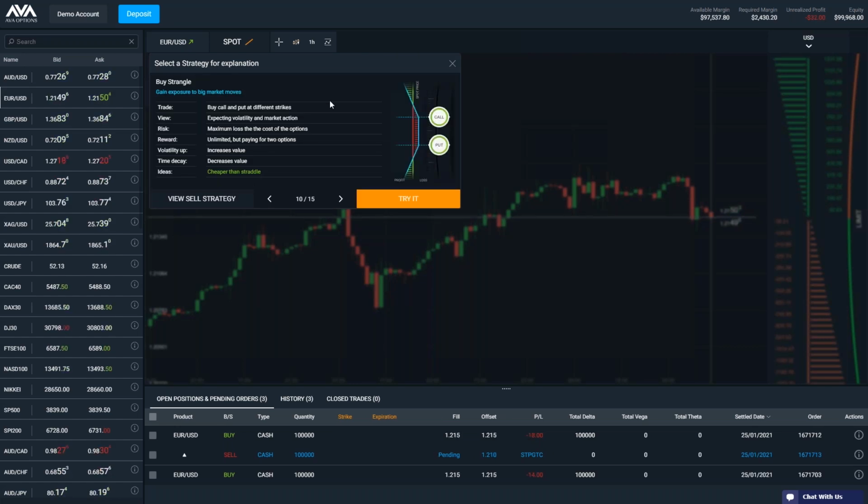A strangle is buying a call and buying a put at different strikes. That's buying a strangle. And you can see what the payoff diagram looks like. You're going to profit when the market moves a lot higher, you'll profit if the market moves lower. But if the market stays around here, you've bought options that end up being worthless and you'll realize losses.